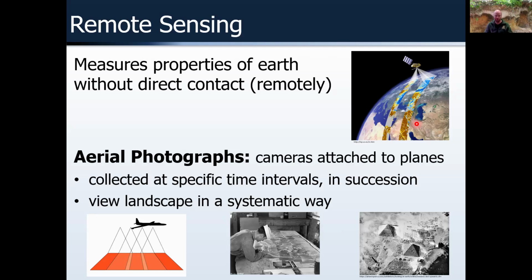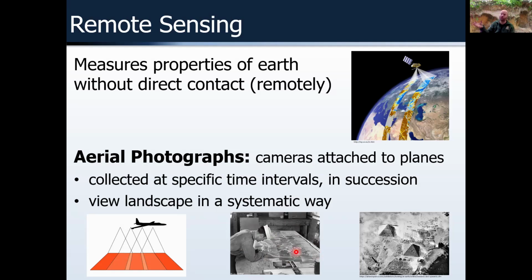It could be from a plane, and so aerial photographs. In that case, a plane is flying over and literally taking pictures at exact known time intervals in succession, knowing exactly where the plane is, and then you can view this landscape in a systematic way. You're literally putting pictures next to each other, in rows as the plane flies, and then it turns and comes back and does another transect and another one, going in a grid pattern like this. And so you could take all these pictures like this person is doing and put them all together to make one very large map.